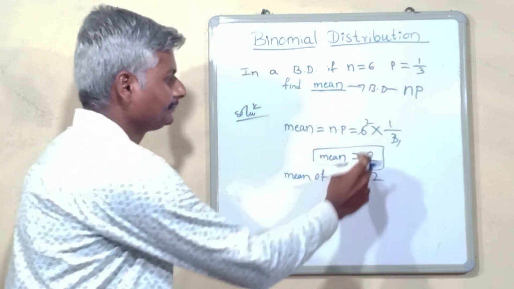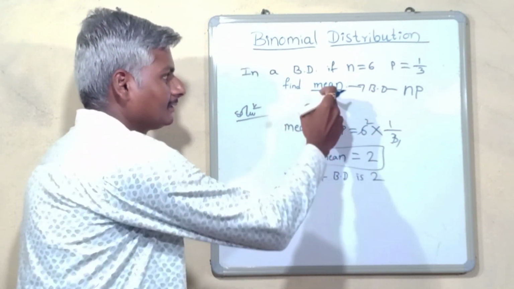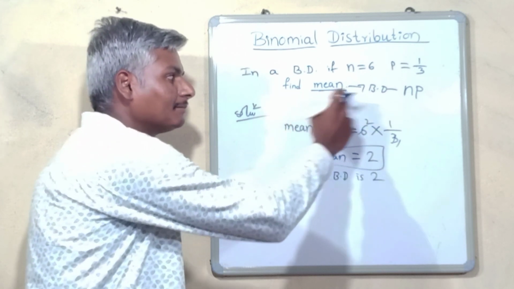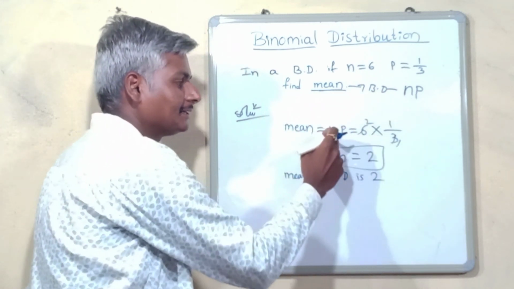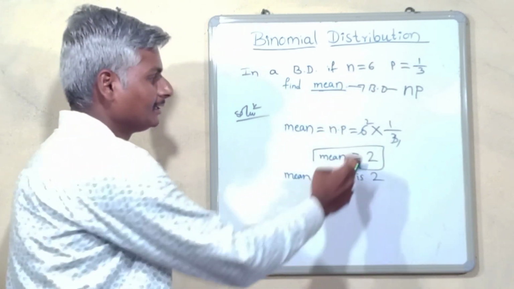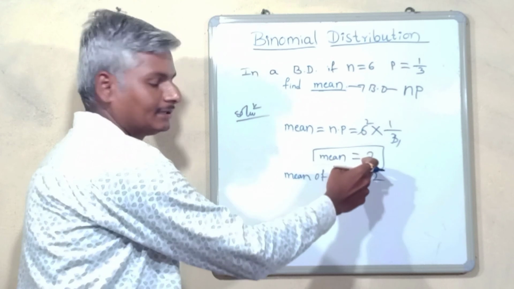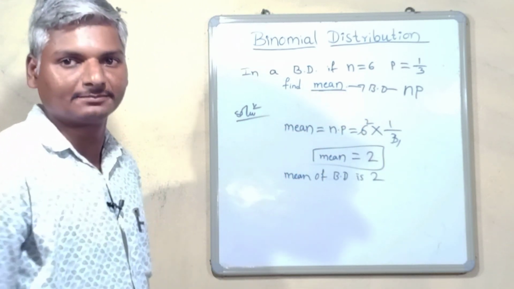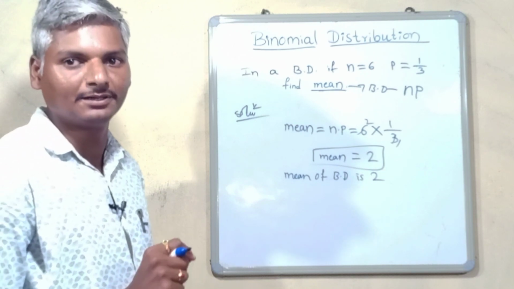So it is very simple. Here they asked you to find the mean. The mean of binomial distribution is np, so n into p. They are given n and they are also given p. If you insert the values of n and p, then we will get 2. So you can write this. You can pause the video and write this.